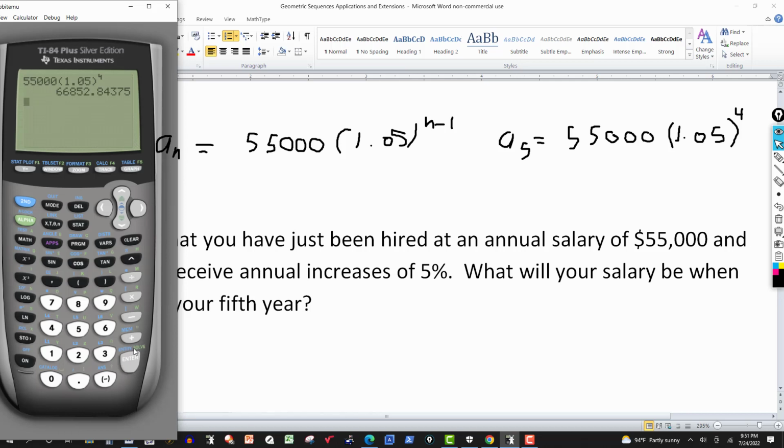So according to this setup, your salary starting the 5th year would be $66,852.85, or 84 cents, I guess. Run that out to the nearest cent.